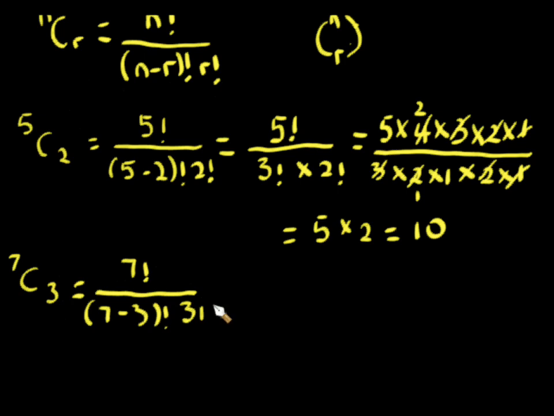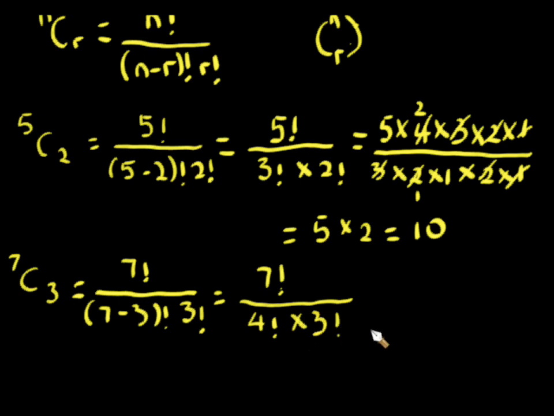Now let's take the difference at the denominator and see how it goes. 7 factorial divided by, now 7 minus 3 gives us 4. That will be 4 factorial multiplied by 3 factorial.